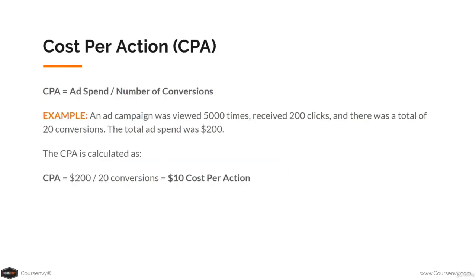So what is CPA, or cost per action? This is your ad spend divided by number of conversions. So an example, we run an ad campaign, it is viewed 5,000 times, it receives 200 clicks, and there was a total of 20 conversions. The total ad spend was $200. So how do we calculate the CPA? Ad spend divided by number of conversions, so 200 divided by 20 equals $10 cost per action.